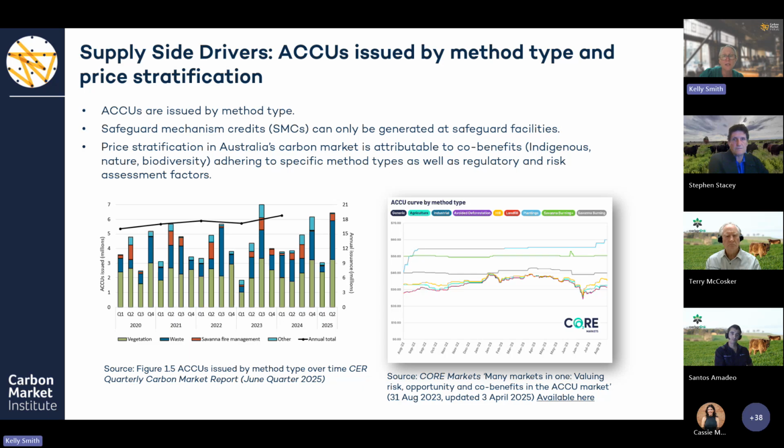Sunsetting is another concern at the moment. So all methods sunset or expire after 10 years, which sounds like bad news, but the good news is really that if your project is already registered before that retirement date, it can continue under that method for the remainder of the crediting period. You just can't register a new project under a retired method.